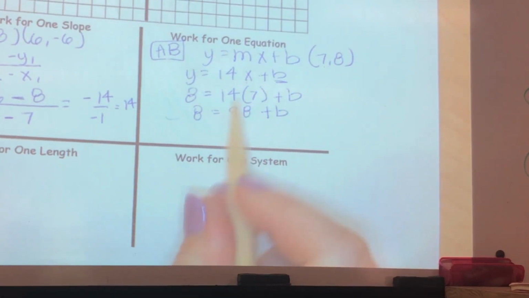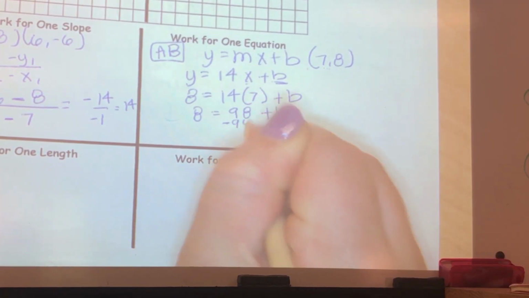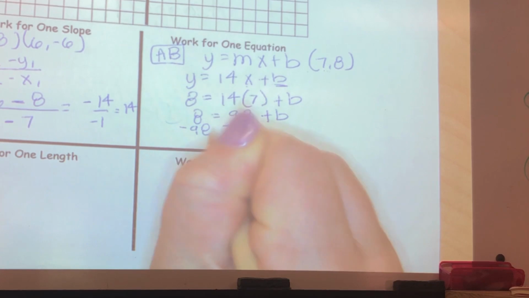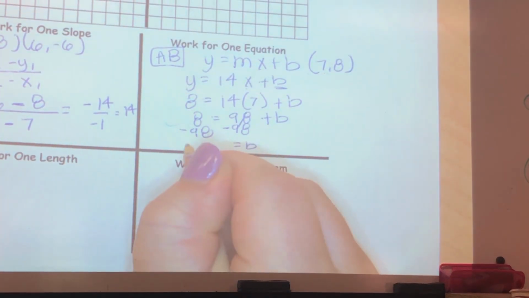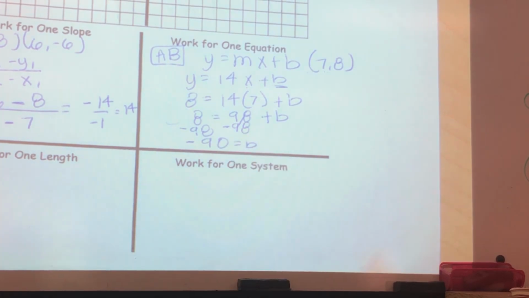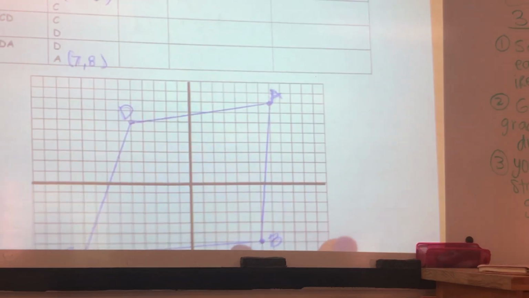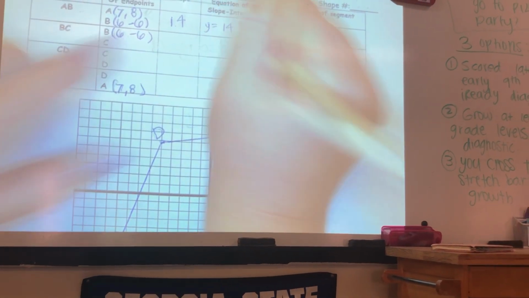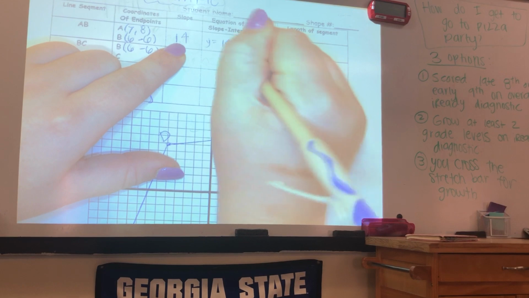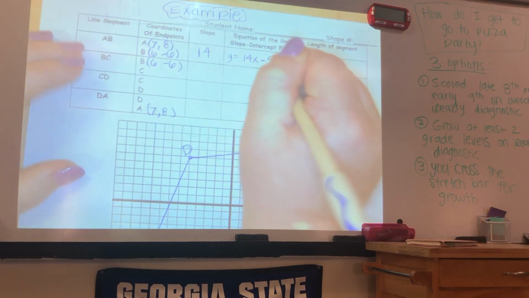I need to get rid of this 98 away from the letter. Opposite of a positive is a negative. My final step is 8 minus 98, which is negative 90. Negative 90 is not your final answer. We want it as an equation. So the whole thing together would be y equals the slope I already found, x, and then the b I just found down here at the bottom, which is a negative 90.